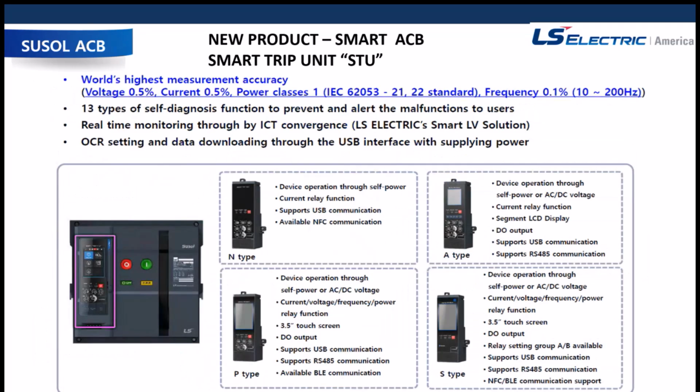So again, just like before, the N, A, P, S types. This is the brief summary again, and it's very similar to the old OCRs. The N type is device operation through self-power. Current relay function supports USB connection and an available NFC communication by option. Okay, it's not a big heavy hitter, but Korea thought it was a good idea to have it.